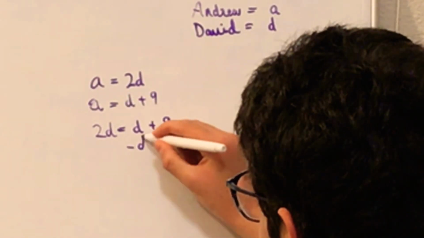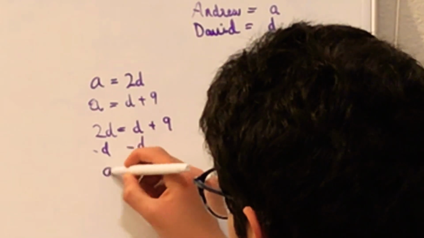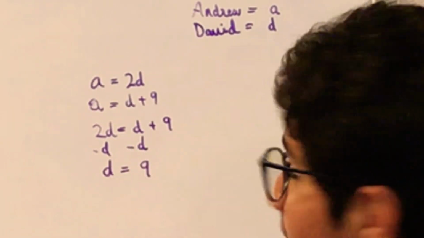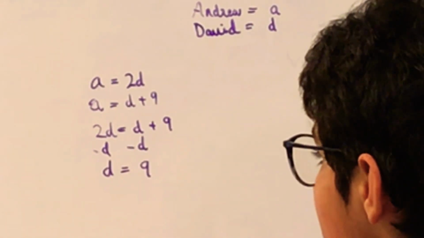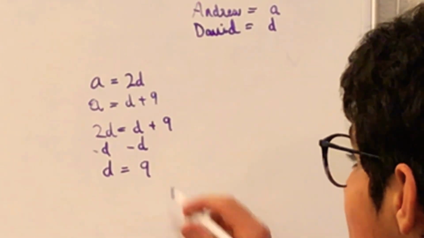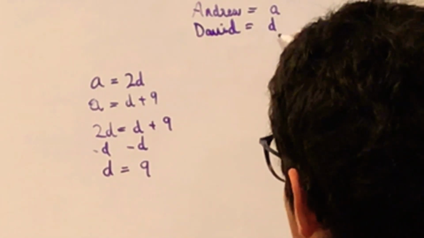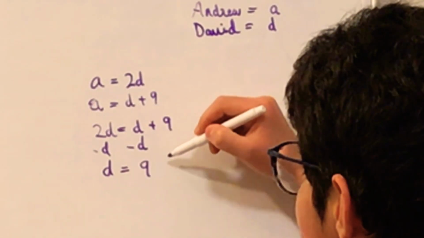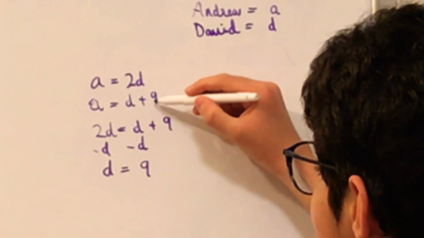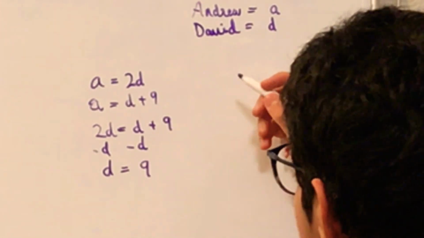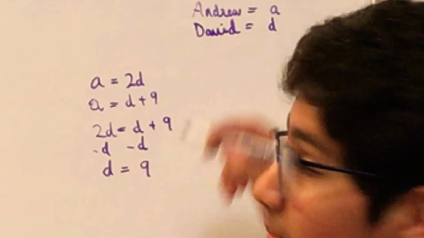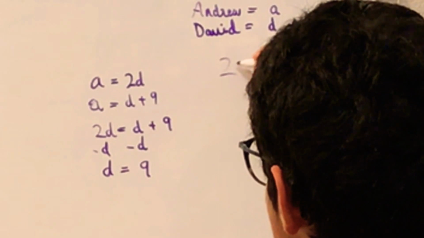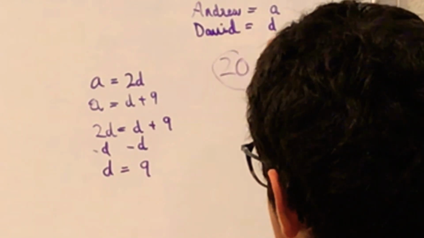And now when we subtract D from both sides, we just get D equals 9. But that's not the end of the question. We still need to find Andrew's age in 2 years, not just this. So if David equals 9, Andrew is equal to 18, right? Because it's 2D, 9 times 2 is 18, or 9 plus 9 from this equation is also 18. Either way, it's 18. So Andrew is 18, but in 2 years, he'll be 20. So the answer is 20 years old.